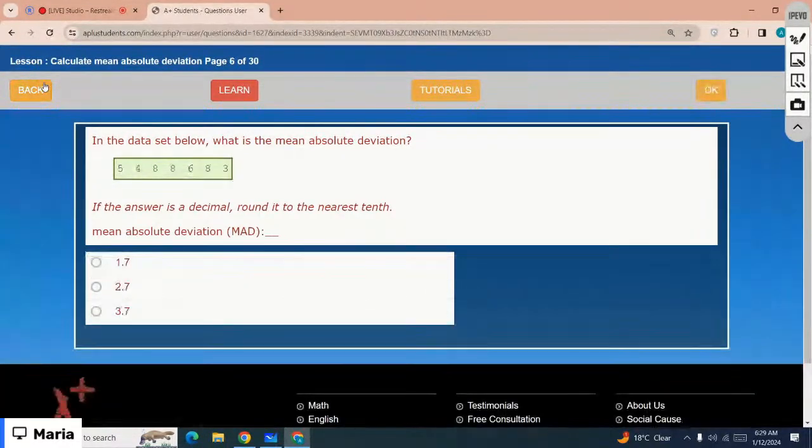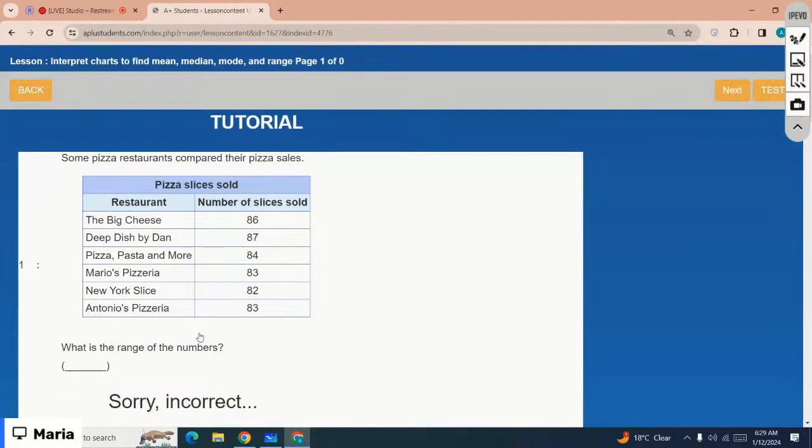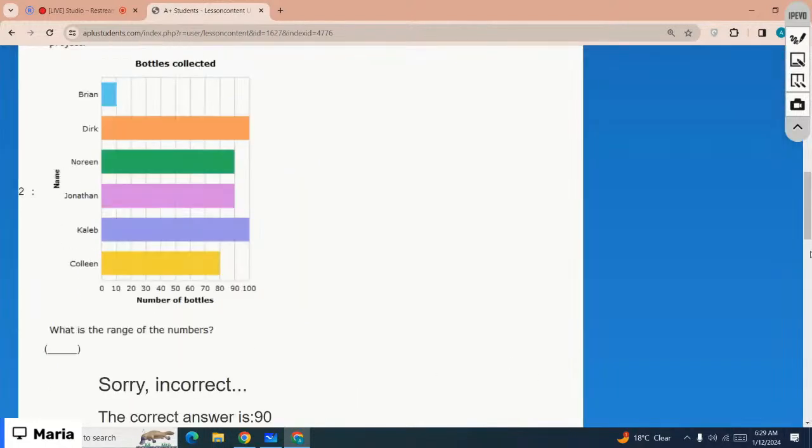The next lesson is interpret charts to find mean, median, mode, and range. So let's just start with the lesson. Okay, some pizza restaurants compare their pizza sales. What is the range of the numbers? So you are given the values in the data. You have to calculate the range, right?